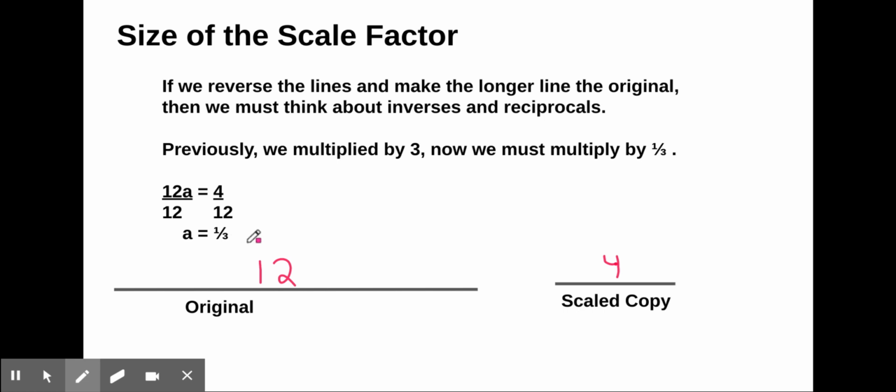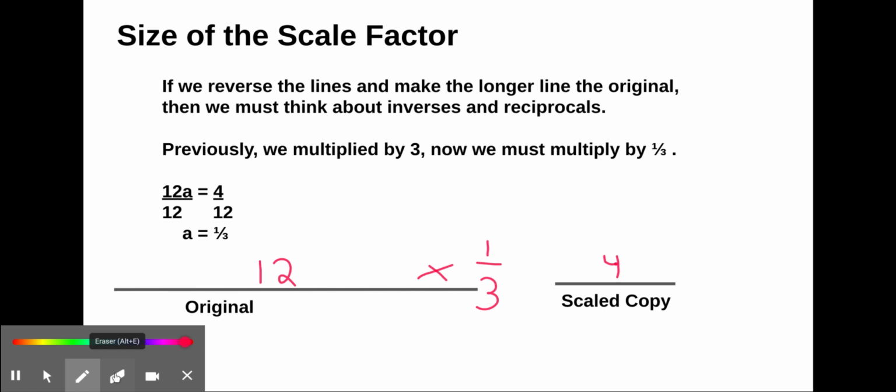And if we think about it, 12 times 1/3. Well, 12 times 1 is 12. 12 divided by 3 is 4. And so here, the scale factor is going to be 1/3. So there's that one right there. All right, so bear that in mind. Let me erase this real quick.